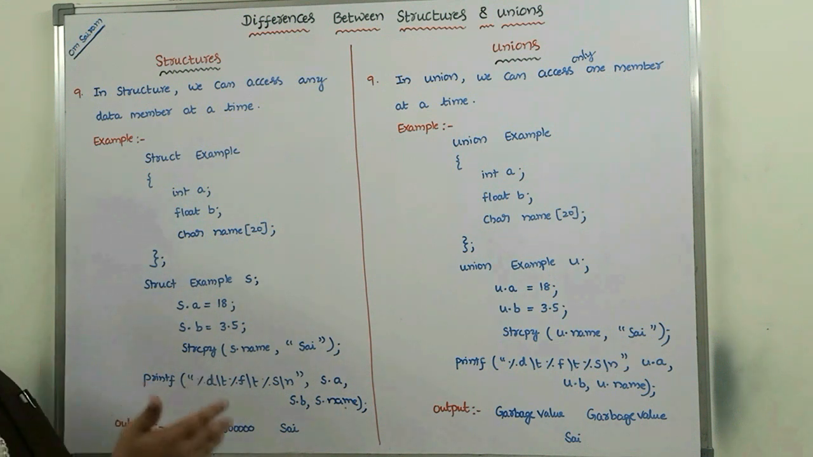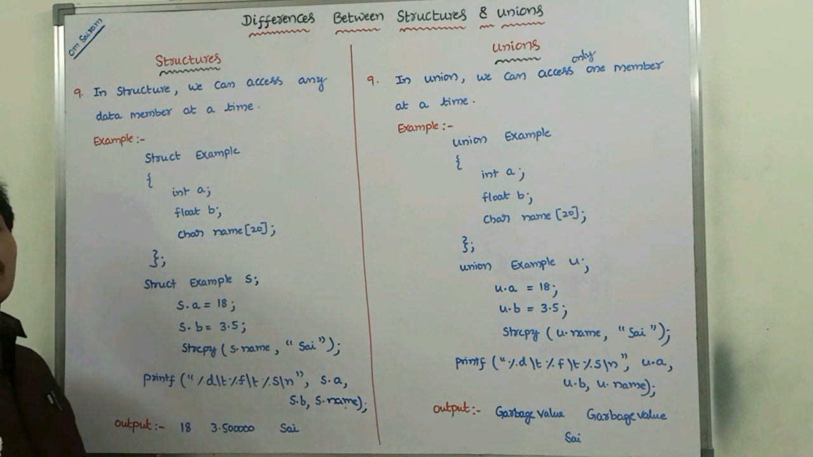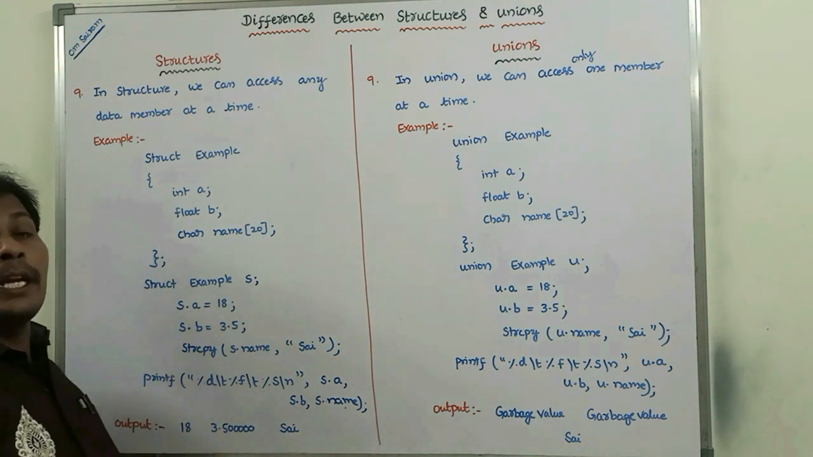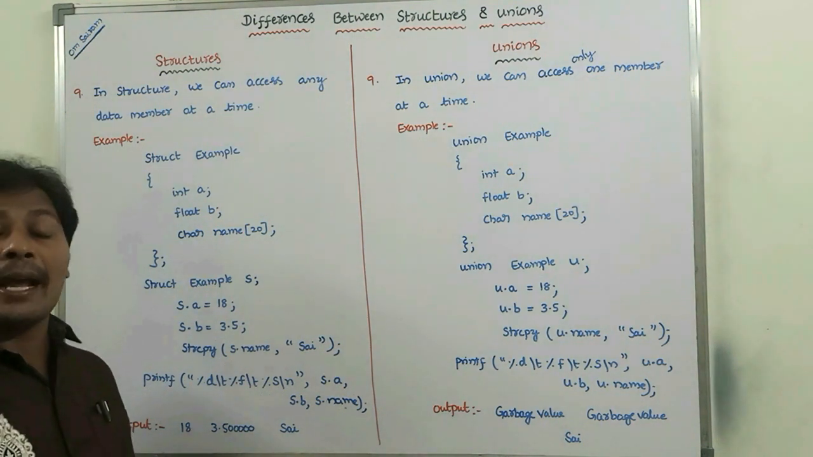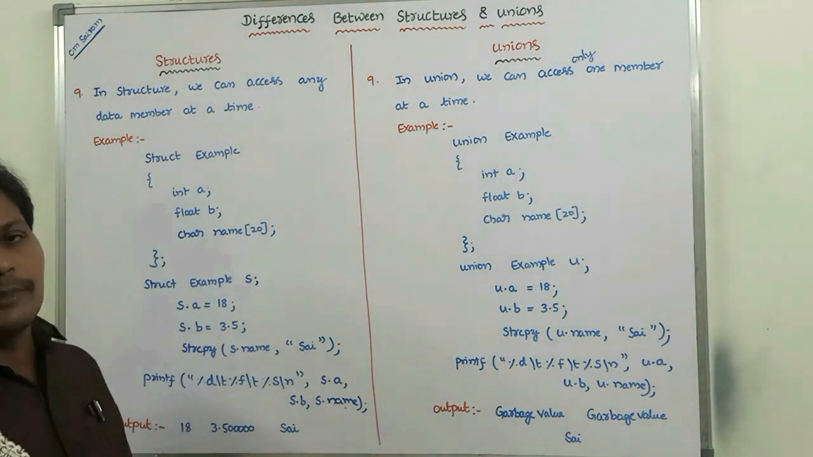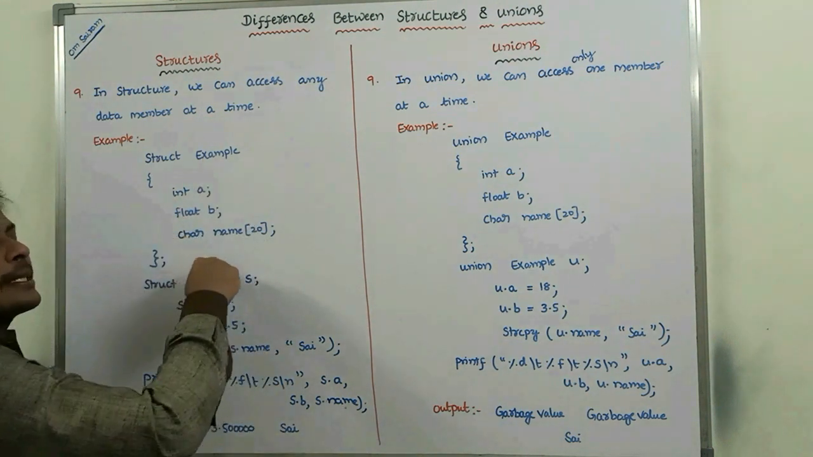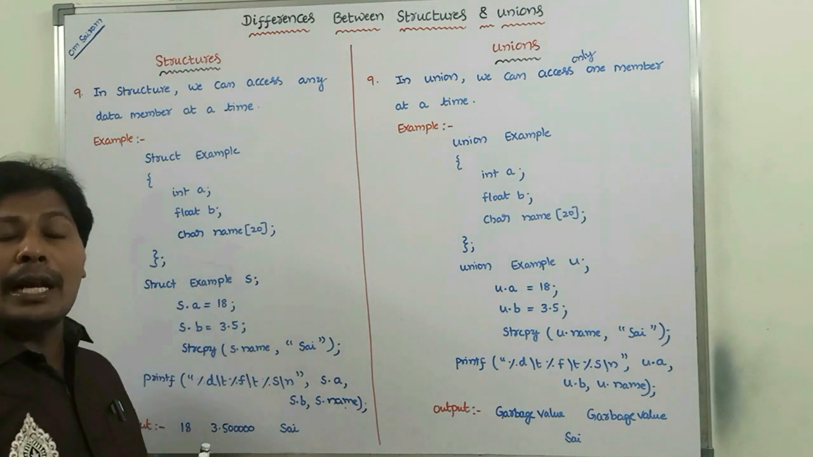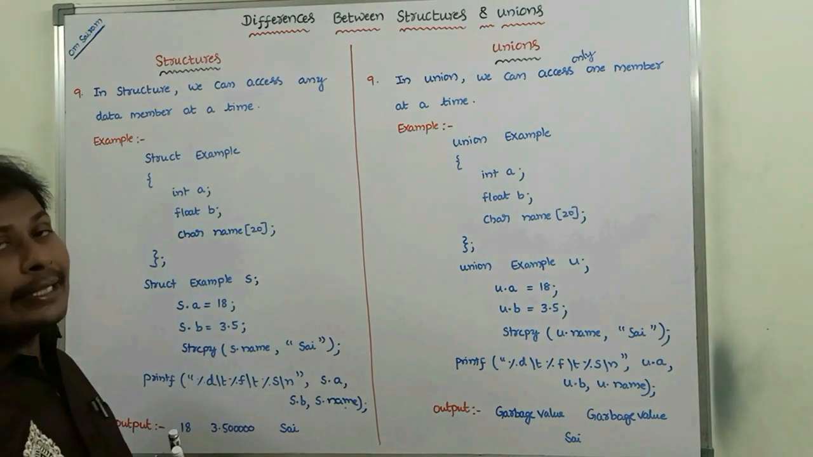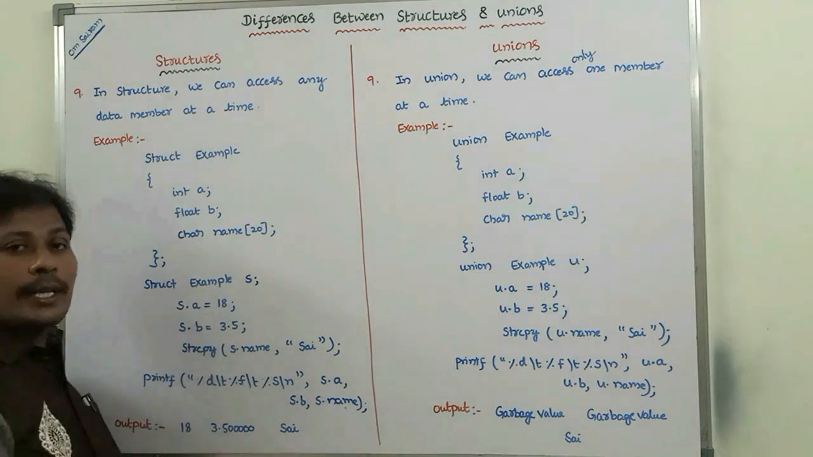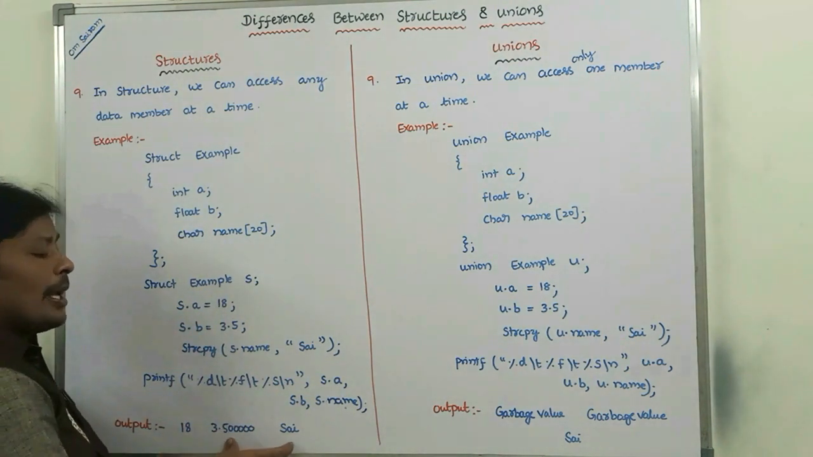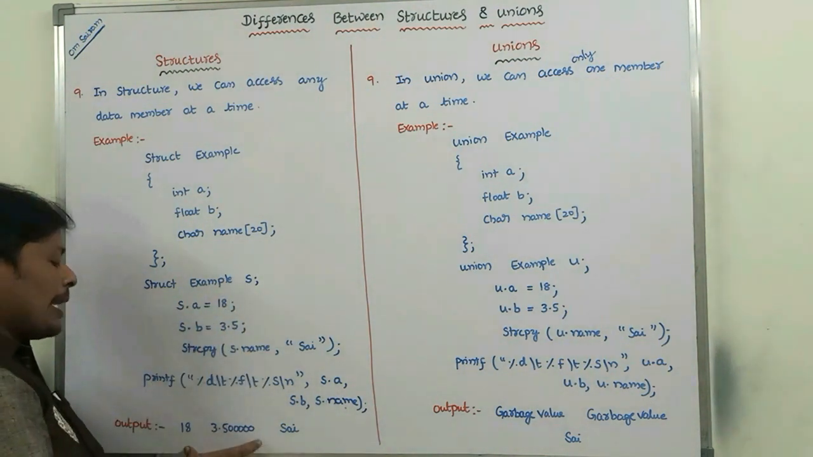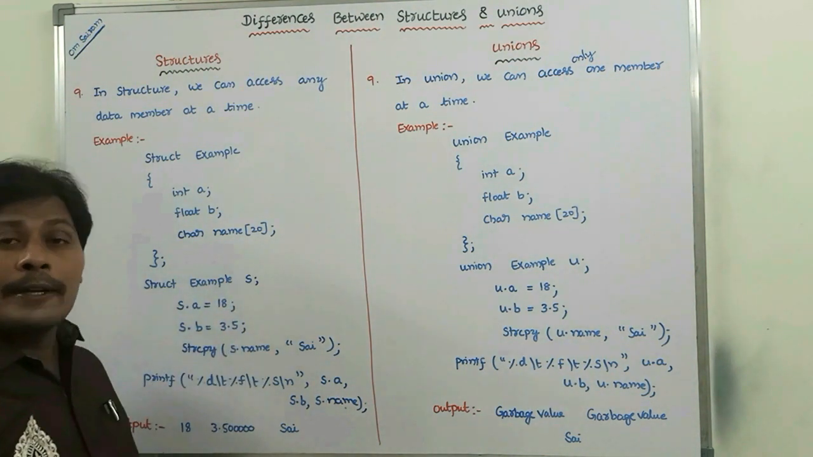We can access all the data members of a structure at any time. At a time, we are accessing all the data members of the structure, and also each and every individual data member can be accessed at any time in the case of structure. So the same values are printed. Whatever values we are initializing, those values are printed in the case of structure.